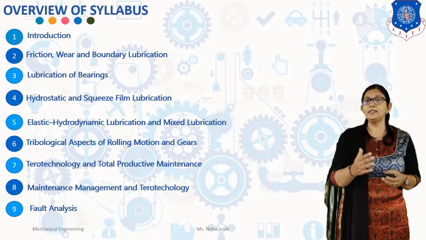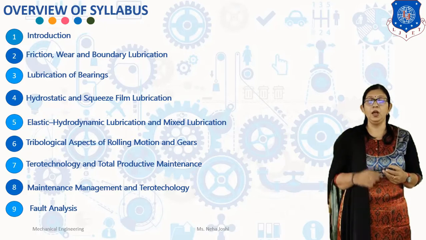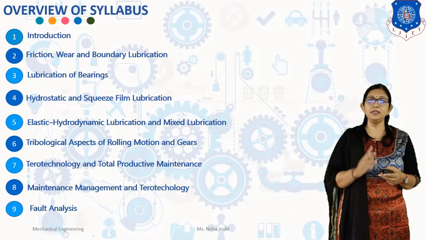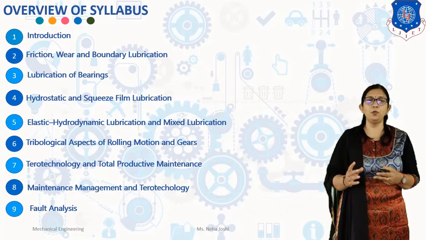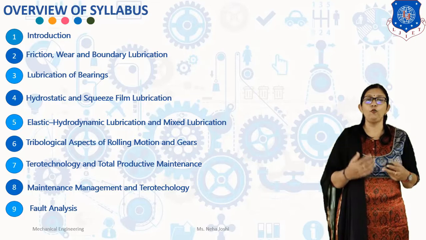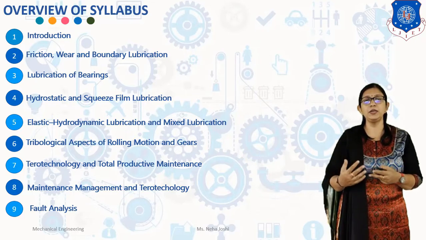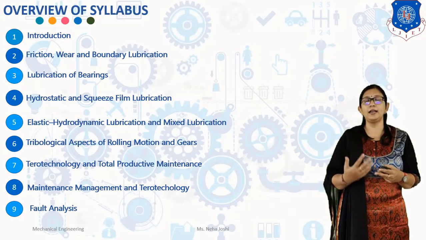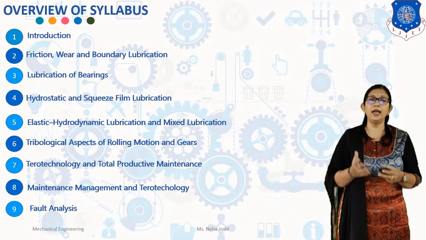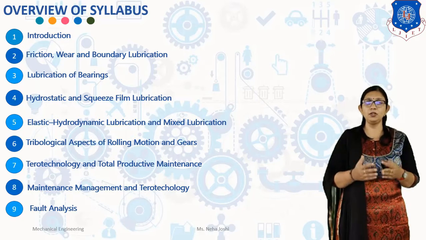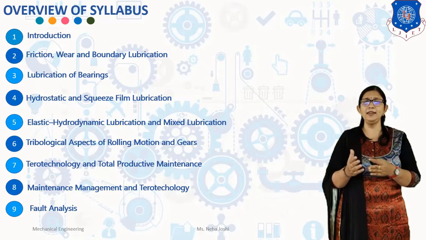Now, there are 9 chapters in our syllabus. First one is introduction, then the second chapter is friction, wear and boundary lubrication. The third chapter is lubrication of bearings. The fourth is hydrostatic and squeeze film lubrication. The fifth chapter is elastohydrodynamic lubrication and mixed lubrication. The sixth chapter is tribological aspects of rolling motion and gears.